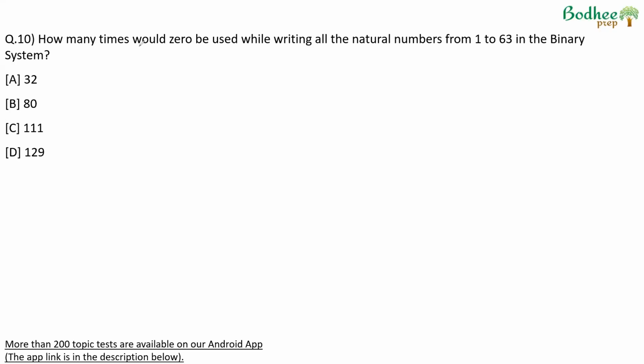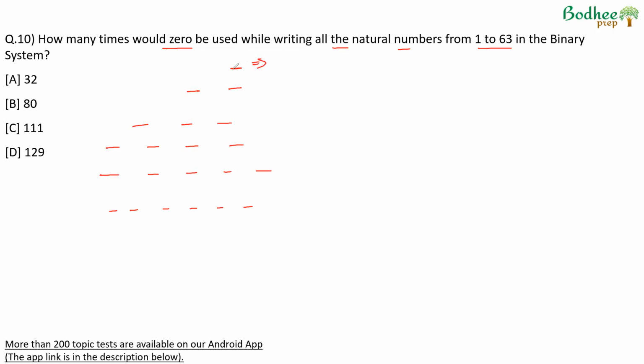How many times would 0 be used while writing all natural numbers from 1 to 63 in the binary system? 64 in the binary system will be 1, 2, 4, 8, 16, 32, 64. So the numbers will be up to 6-digit numbers. 1-digit number, 2-digit number, 3-digit number, 4-digit number, 5-digit number, and 6-digit number. These could be the cases.